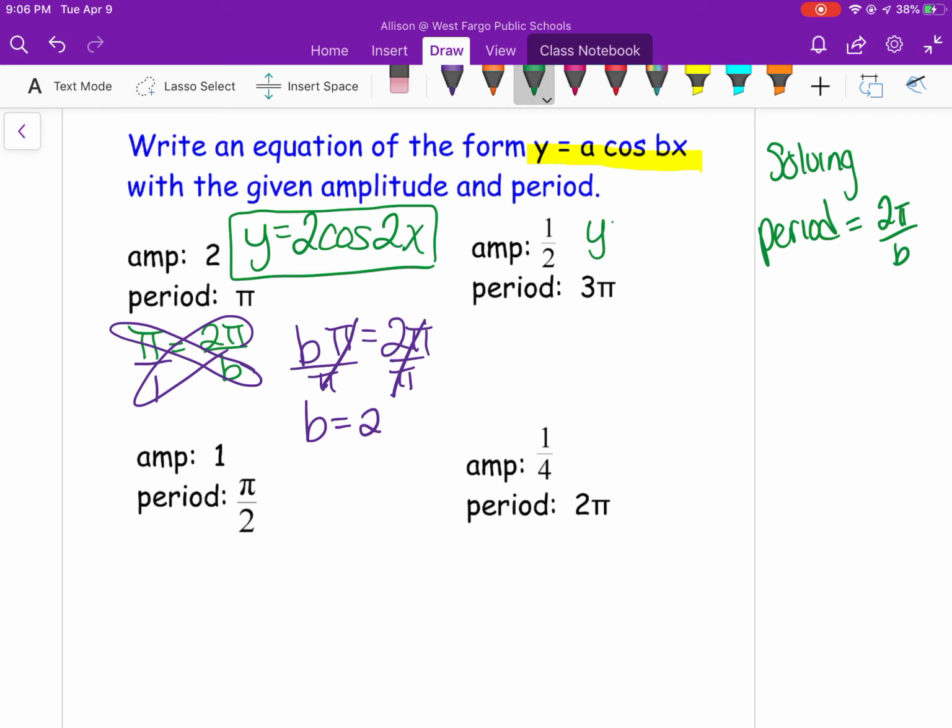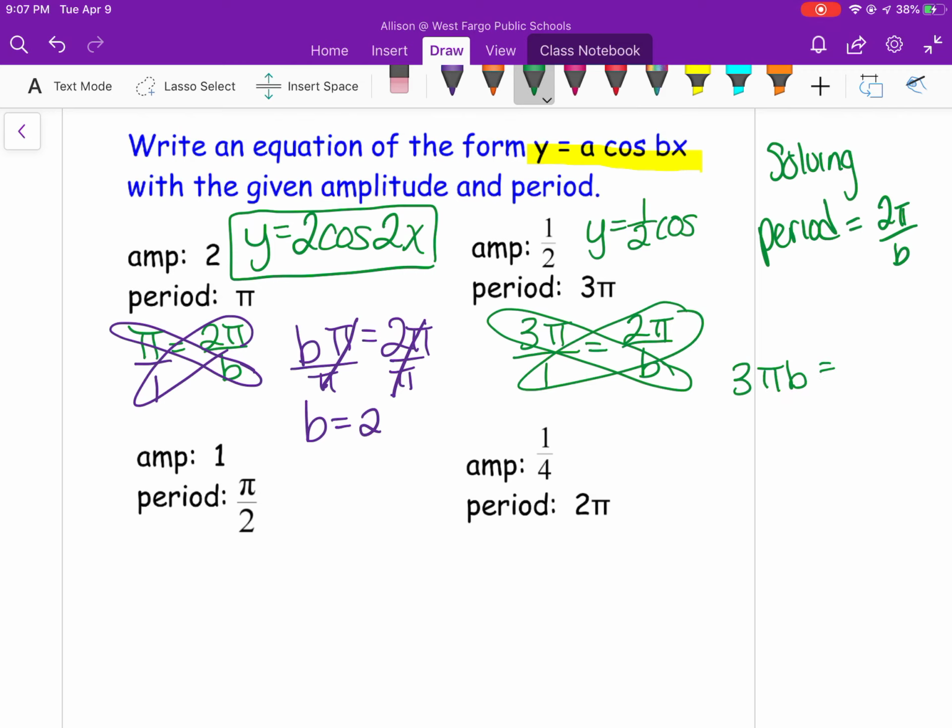Amplitude of 1/2, so y would equal 1/2 cosine, and then I have to figure out what my b is, so put 3 pi over 1, set it equal to 2 pi over b, cross multiply. 3 pi times b equals 2 pi times 1. Divide both sides by 3 pi so I can get my b by itself. Reduces, b equals 2/3. So 1/2 cosine of 2/3 x.